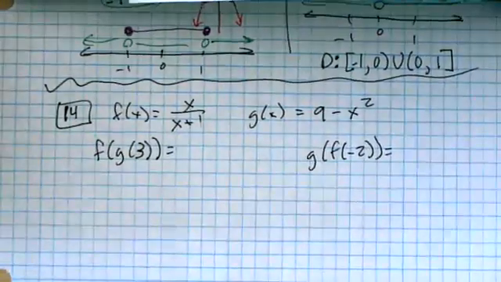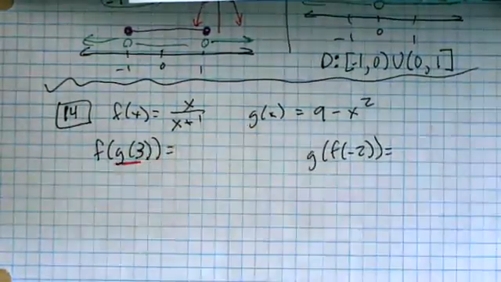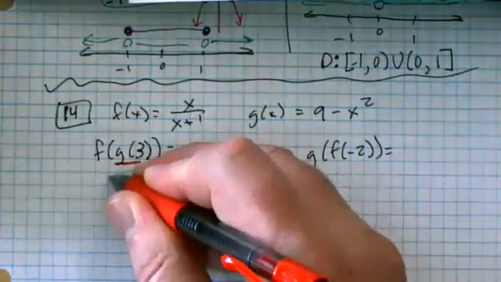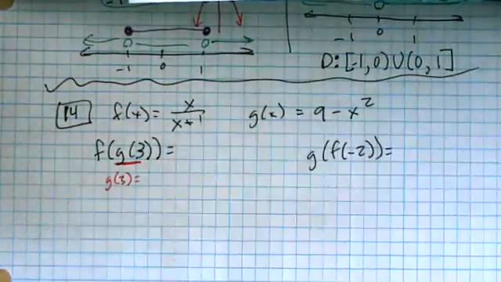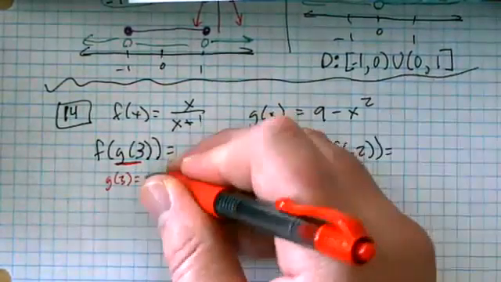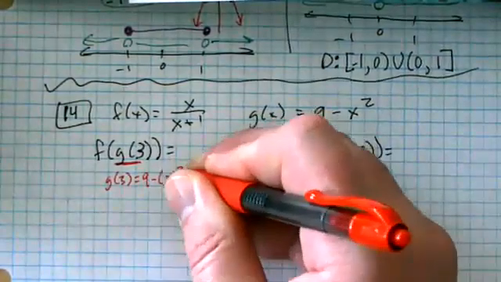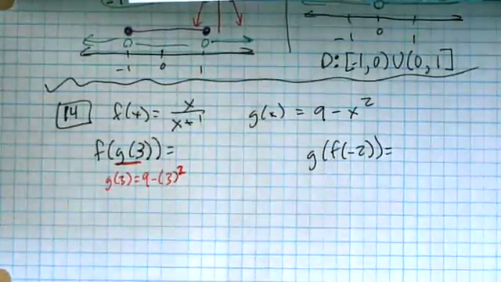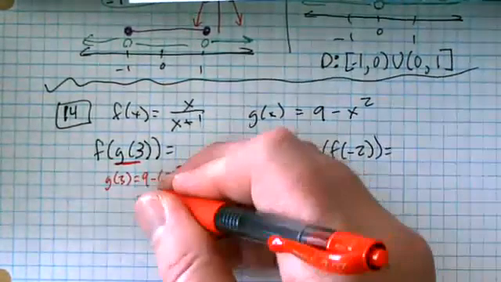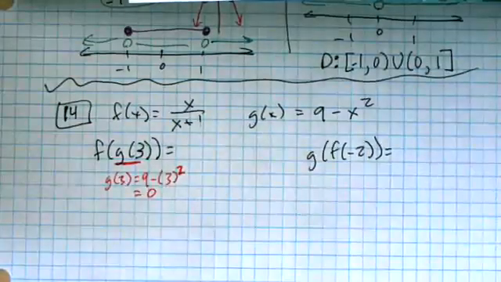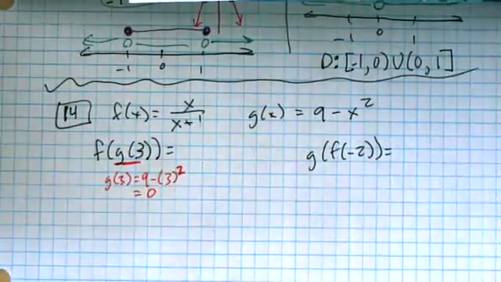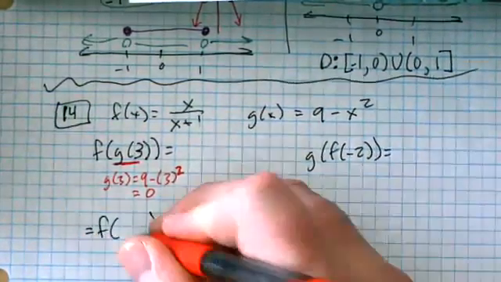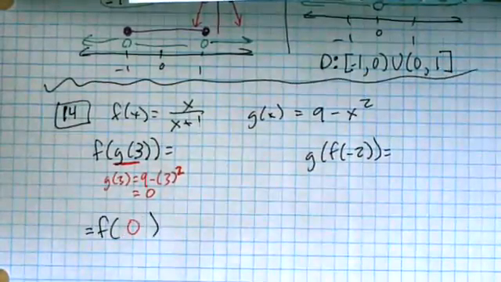So let's start by finding g of 3. What is g of 3? G of 3 is 9 minus x squared, but we're putting a 3 in place of that x. So it'd be 9 minus 3 squared, which is 0. So g of 3 is 0. So I'm going to replace the g of 3 with 0. We just figured out that g of 3 was equal to 0, so we'll just replace it.